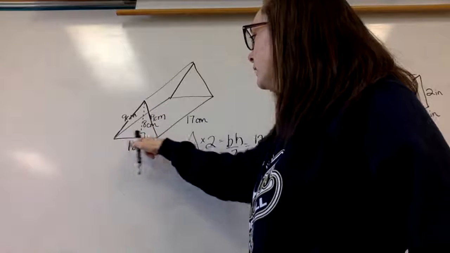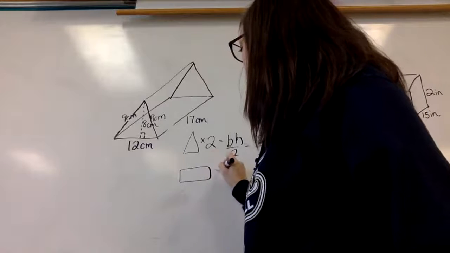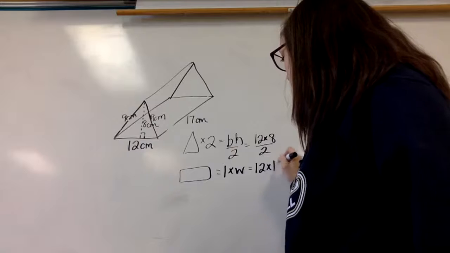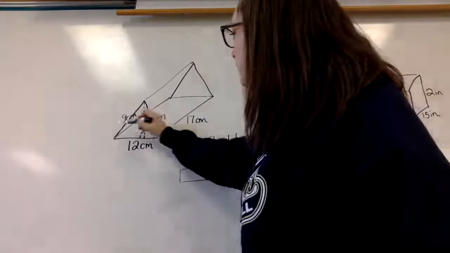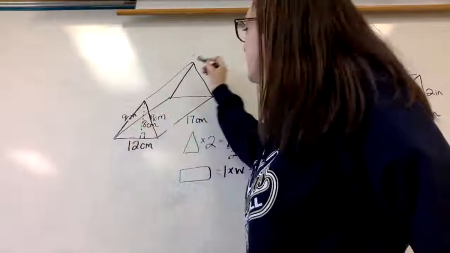So I've got one rectangle that is 12 and 17. And rectangle area is length times width. And then we have two rectangles that have a width of 9 and a length of 17.